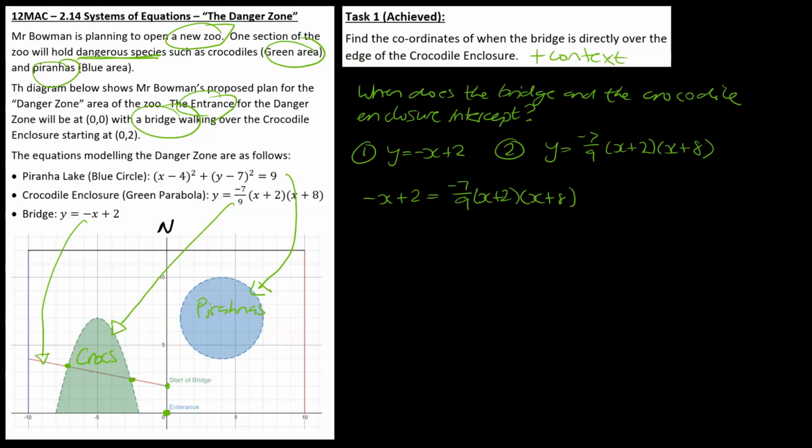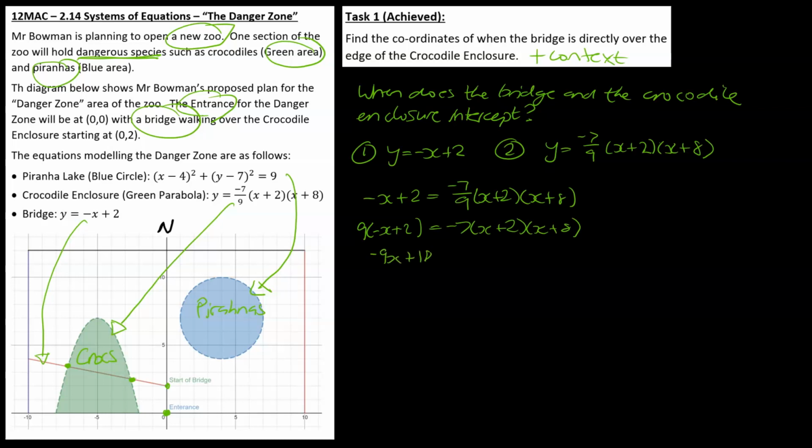From there, we can go through and simplify a little bit. So what we're actually going to start off with is move that multiplication over. So that is a divide by 9, so we're going to shift it over as a times 9. So it's going to be 9 lots of negative x plus 2, and that's going to be equal to negative 7 of x plus 2, x plus 8. We're then going to start expanding the brackets, so that's going to be negative 9x plus 18.